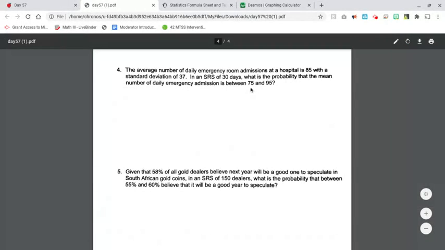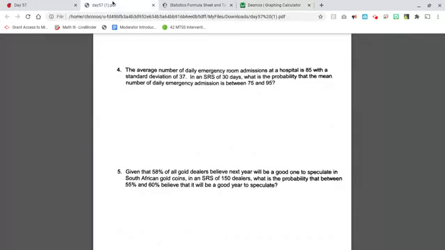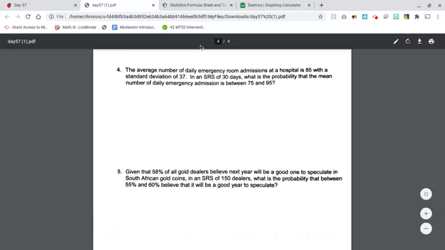So we want to do a normal CDF from 75 to 95 with a mean of 85 and a standard deviation of 6.755. And then number 5, 58% of all gold dealers believe next year will be a good one to speculate. So that is the P, that is the proportion, 0.58. And in an SRS of 150, what is the probability that it will be between 0.55 and 0.60? So we know the lower for normal CDF is going to be 0.55. We know the upper is going to be 0.60. We know the mean is going to be 0.58. We need to find the standard deviation.